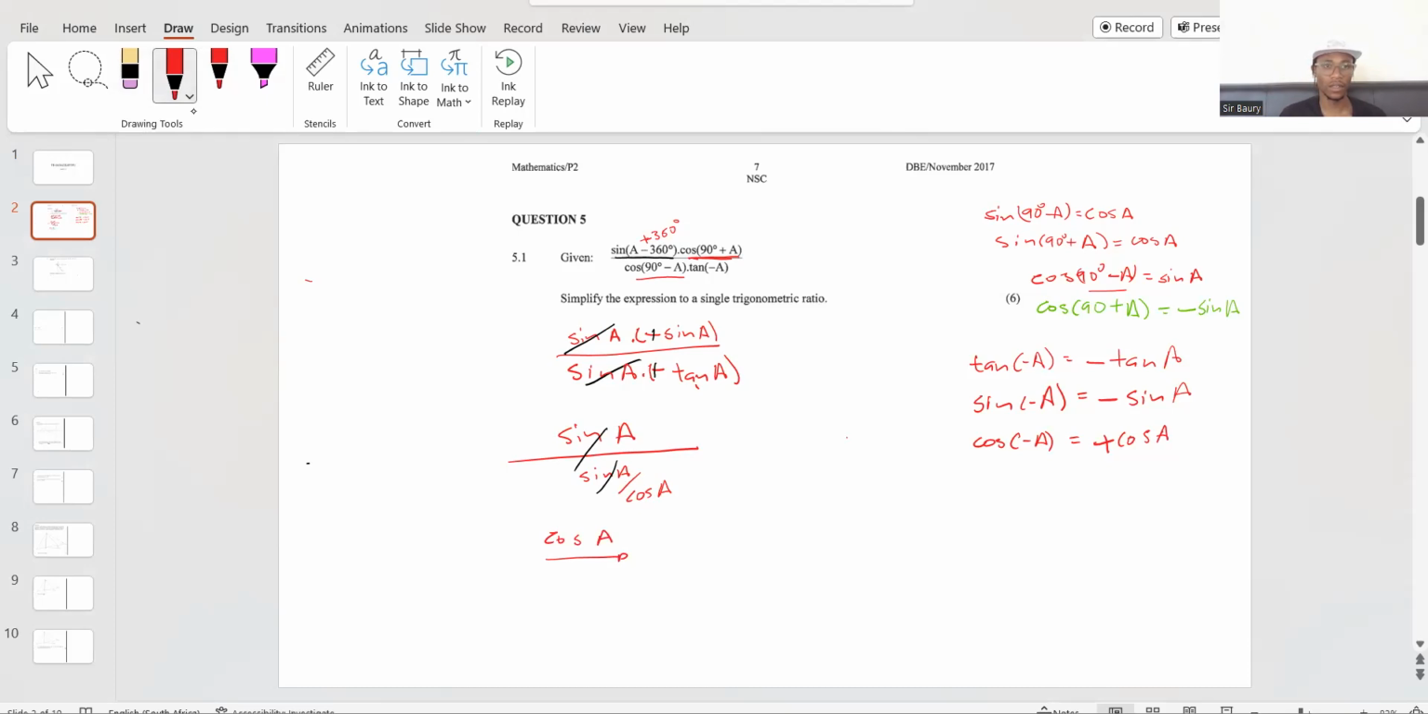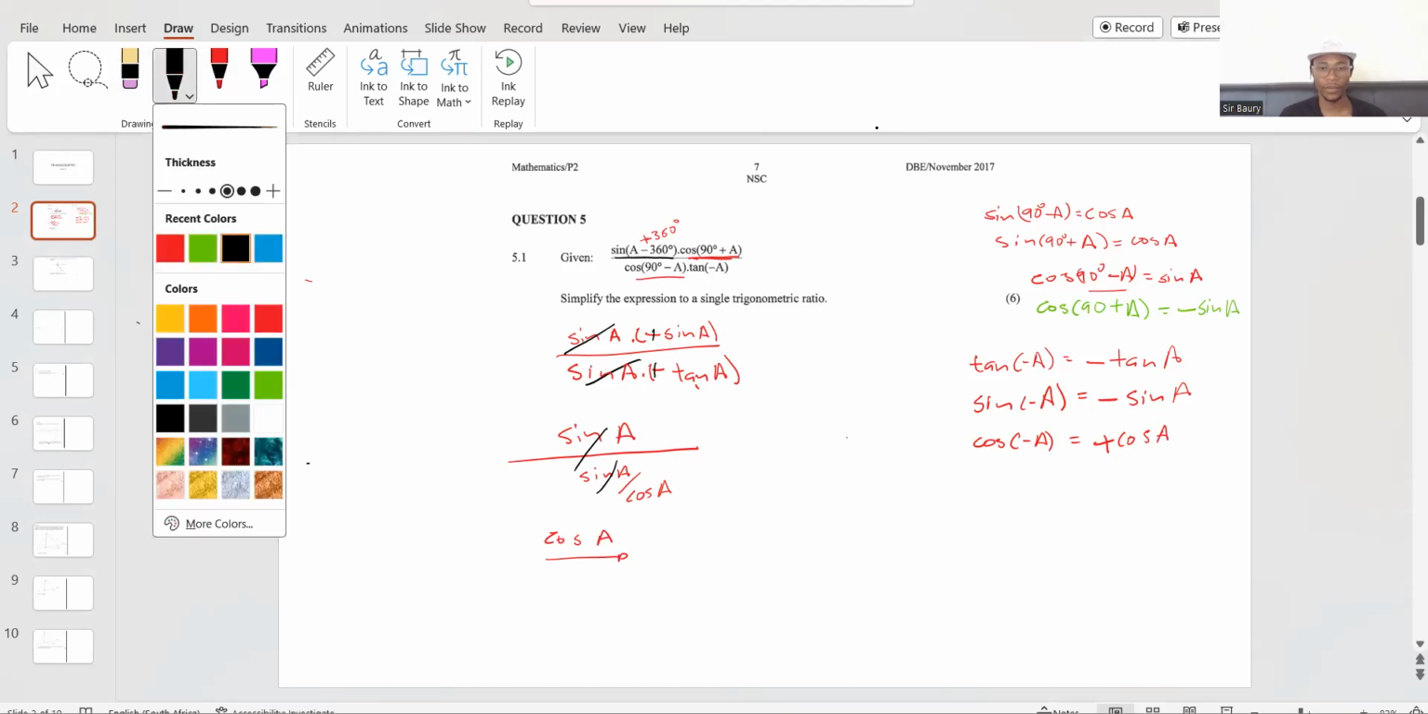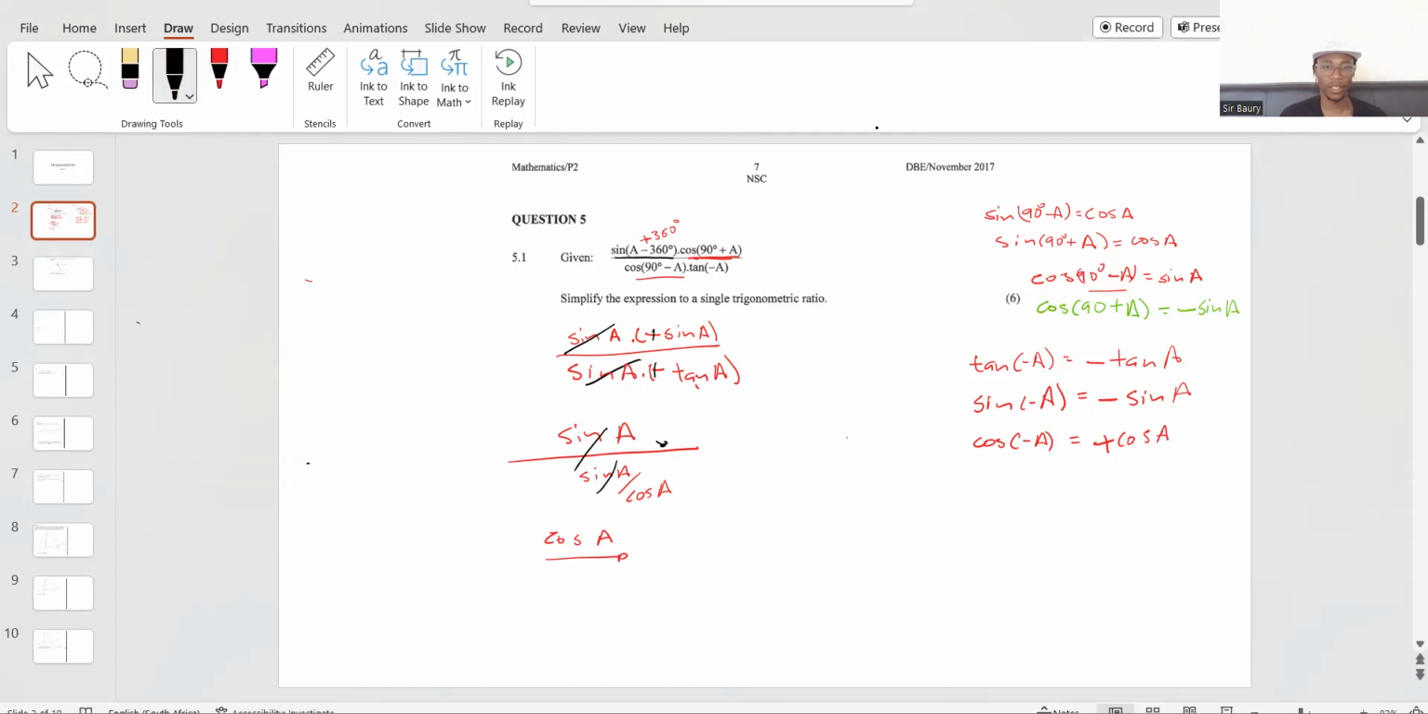So if you're confused by this step here, let's get back to fractions. If I had A all over B, this is the same as A divided by A over B, which is the same as A over 1 times B over A, right? Because this A cancels this A, you'll be remaining with B over 1, which is B. So that's what happened here.